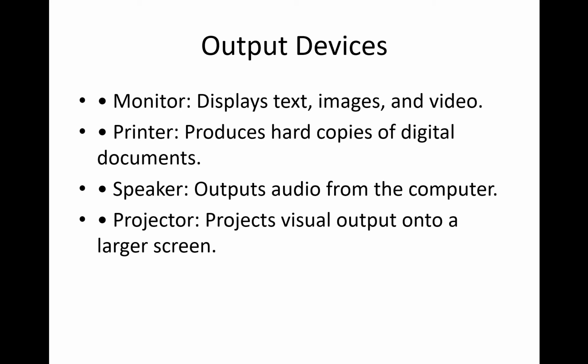And then the output devices such as the monitor, the printer, speaker, and the projector. The monitor displays text, images, and video, whilst the printer produces hard copies of digital documents. So all these are output devices. The speaker outputs the audio from the computer, and the projector projects visual output onto a larger screen. So now you see the difference between the input and output devices.